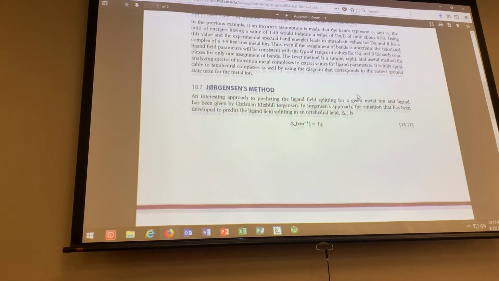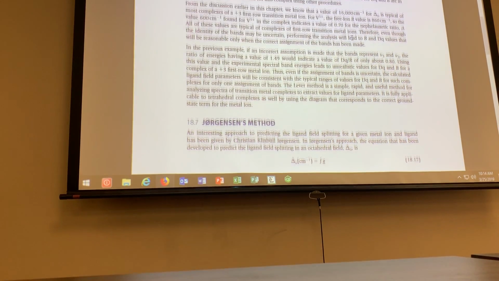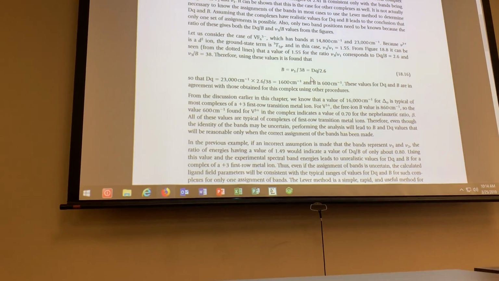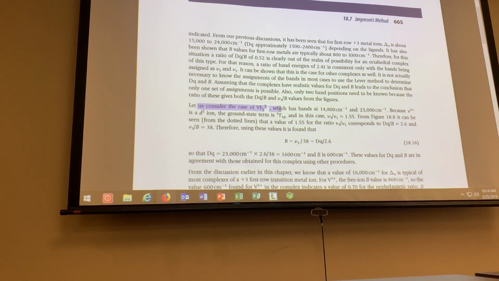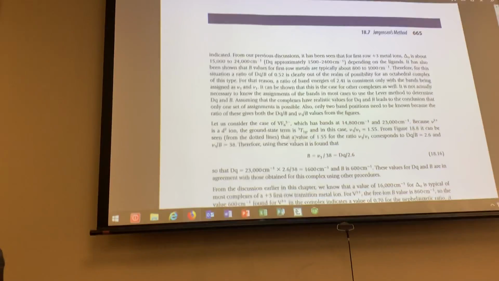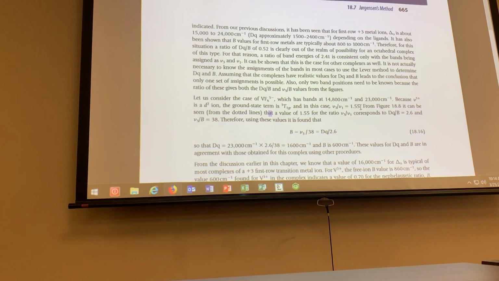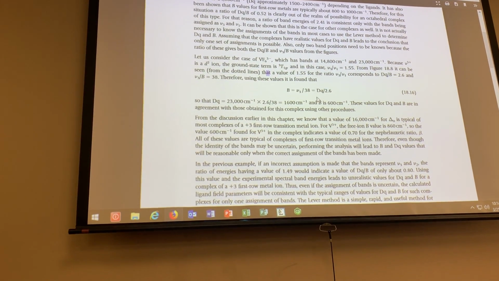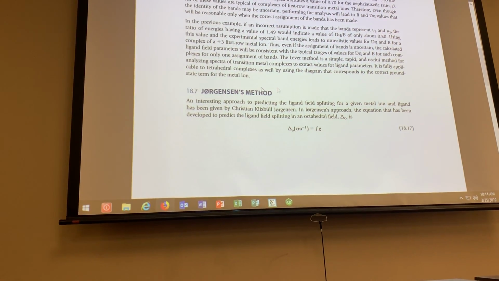You can read through all of this on your own time if you want. This obviously isn't the original paper, but it is basically talking about how you can relate things. First off, it talks about some standard complexes, like vanadium hexachloride trianion. It talks about where the absorbance bands show up, and then it talks about how you can use those absorbance bands to calculate the d orbital splitting. If you want to read all of this, you can go through it in detail.